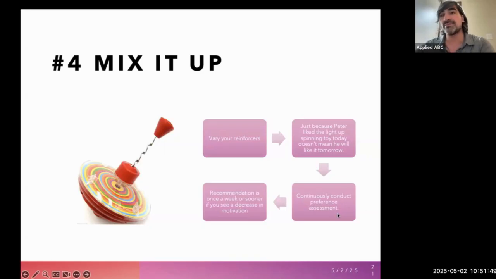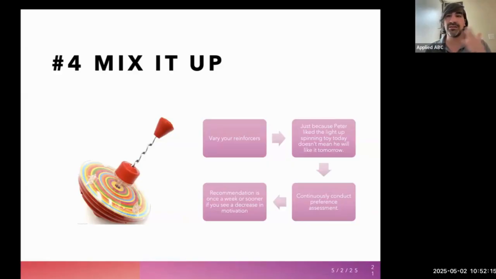Continuously conduct preference assessments. Just because on that first day where we went through it with someone, they really loved XYZ in this order, that's not always going to be true. Kids are dynamic, interests change, keep it fresh. And the recommendation is you do a preference assessment. It doesn't have to be complete. It can be one of those more observational forms, but do it about once a week.